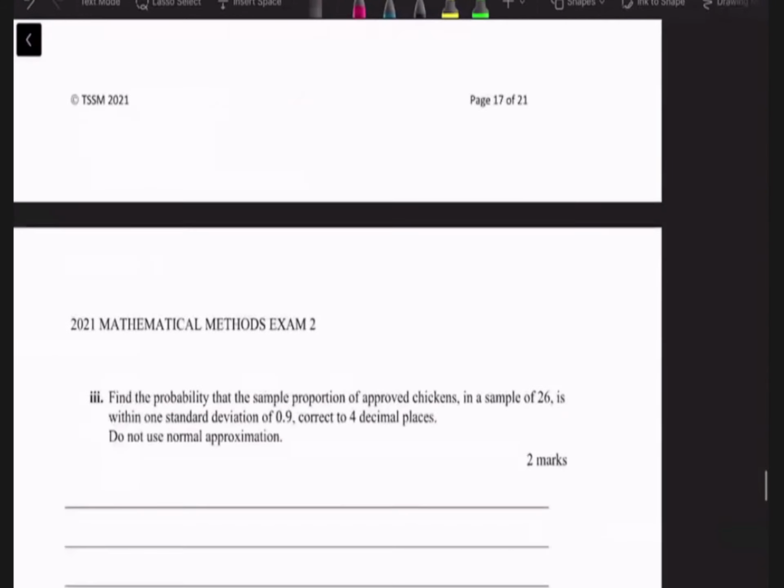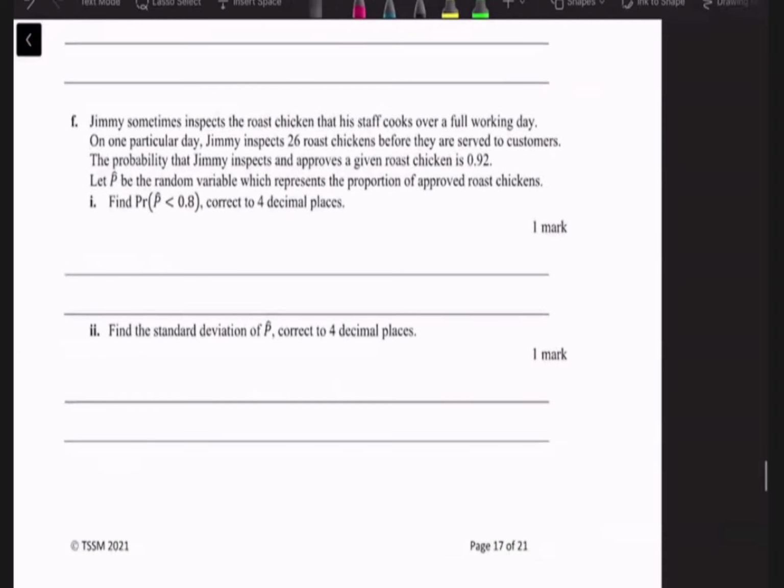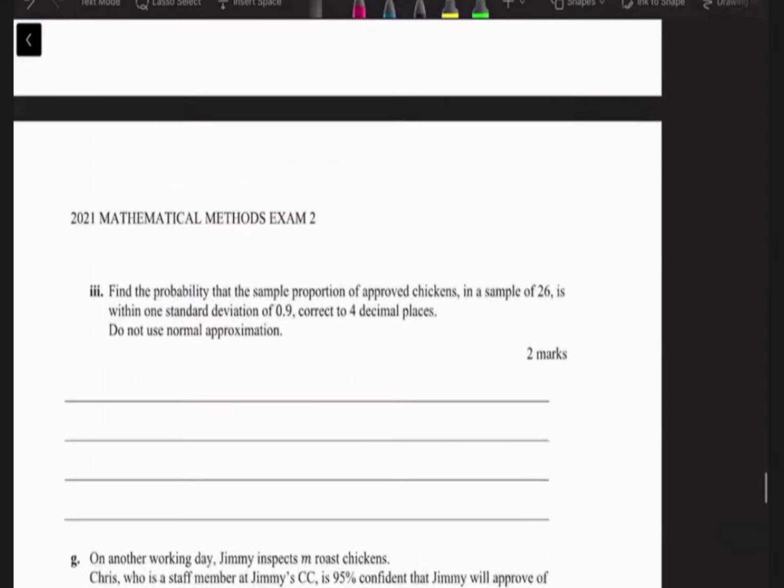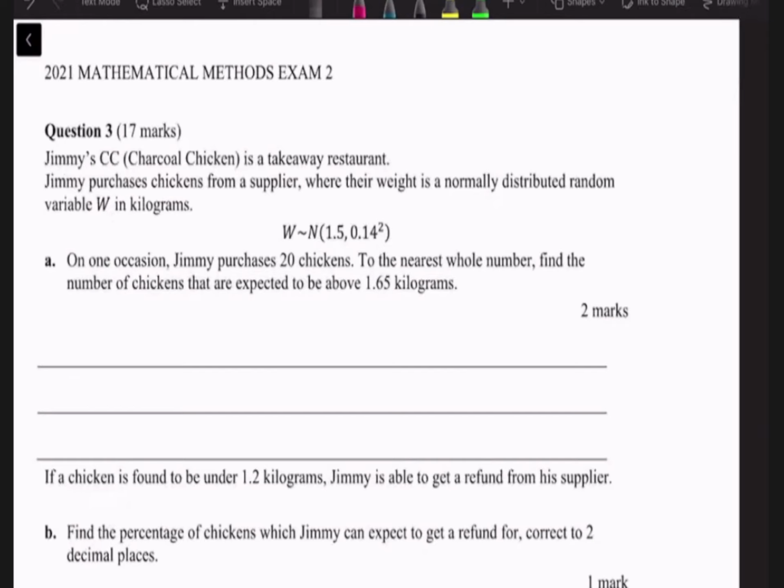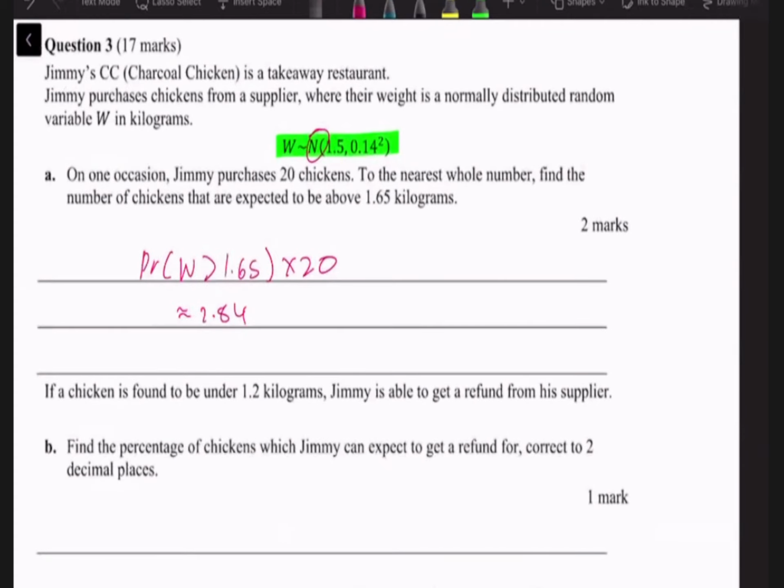Was it this question? Was it F? Sorry, I think it was F. So we're starting off with normal distribution. You can see that from here, the N represents normal distribution. And as Amaan said, it's just a CAS function. So you just do probability that the weight is greater than 1.65. But this is the amount of chickens, so after you get the probability, you have to times it by 20 chickens. You get 2.84 something, but you can't have a decimal amount of a chicken, so you have to round up. So you get 3 chickens.